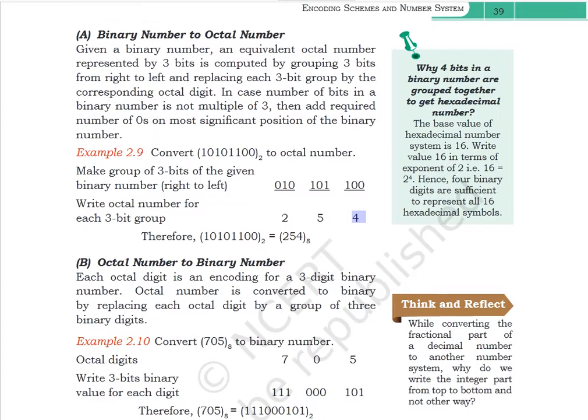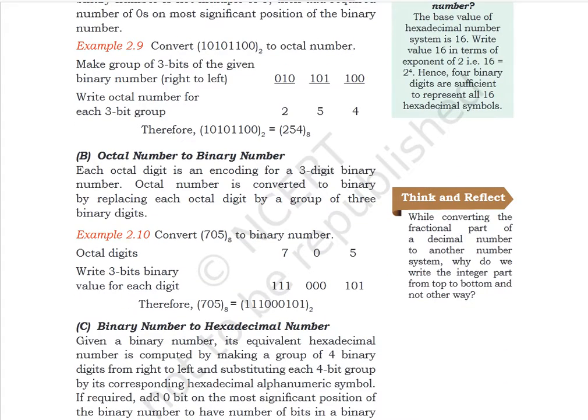Oh, there is another example, binary number to octal number. This is completed, and then octal number to binary number. The procedure is the same, just the vice versa procedure, right? Each octal digit is an encoding for a 3-digit binary number. Look, convert 705 to the base 8 to binary number.